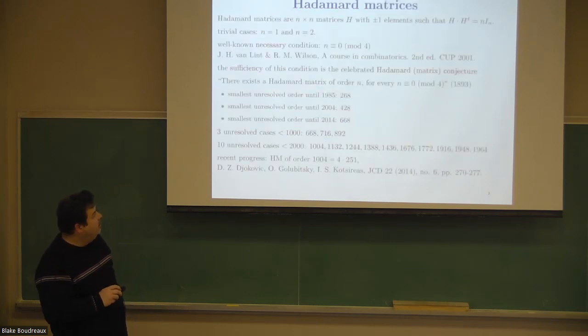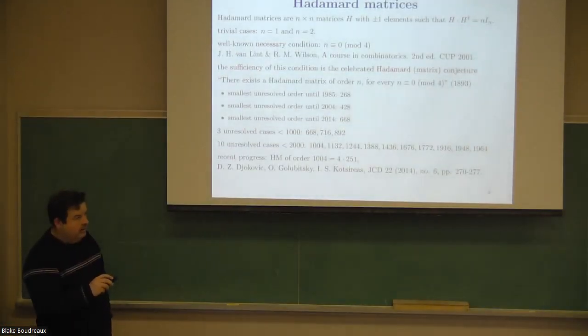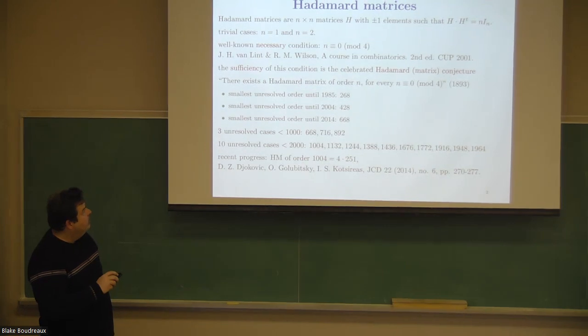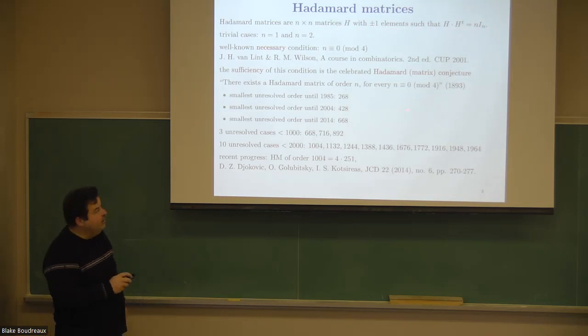This is a bit more information on the Hadamard conjecture. In the second part of my talk, I want to mention that Hadamard matrices are matrices with plus and minus 1 elements, so that the product with its transpose is n times the identity. So they're kind of orthogonal matrices. If you scale them by 1 over square root of n, then this scaled version is an orthogonal matrix.